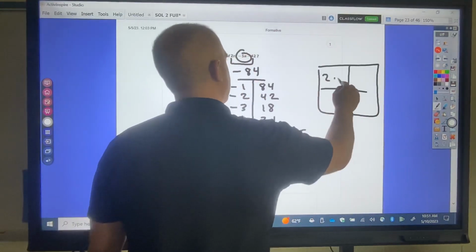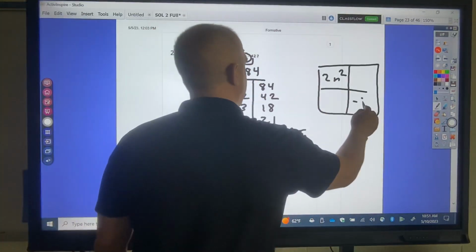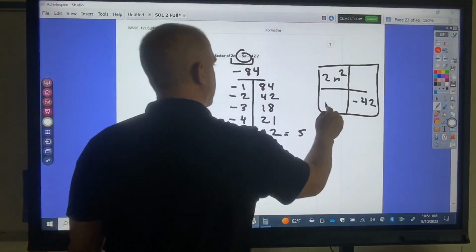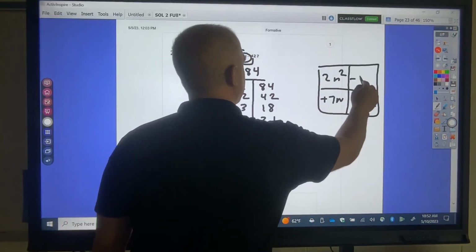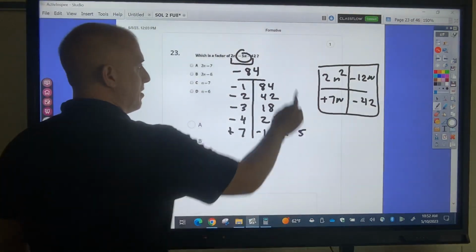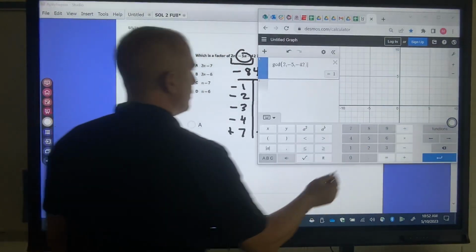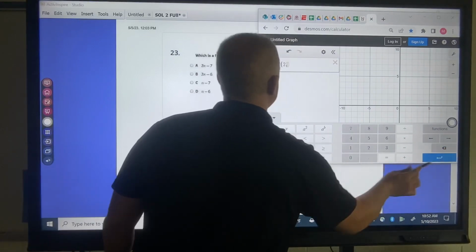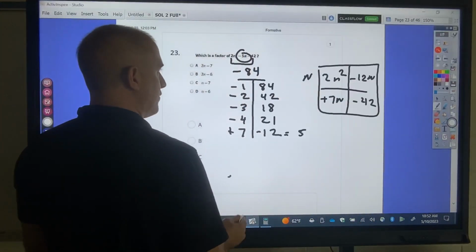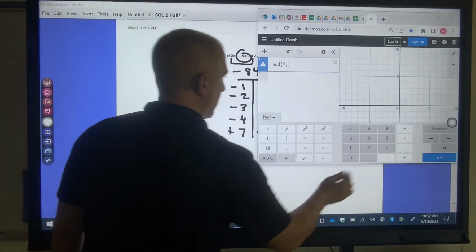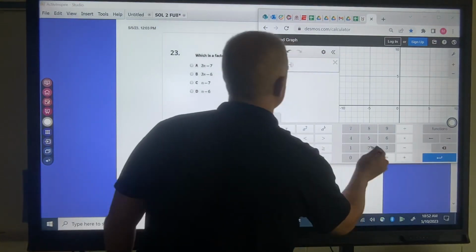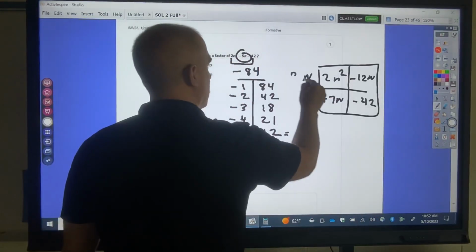So I'm going to put 2n squared. My last term of -42 goes here. This is going to be +7n. This is going to be -12n. Now I do GCF. Both of those have an n. If you need to, you can then type in the GCD for each one of these. GCD of 2 and -12 is 2. No n here.